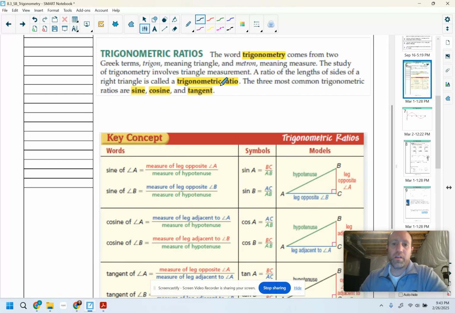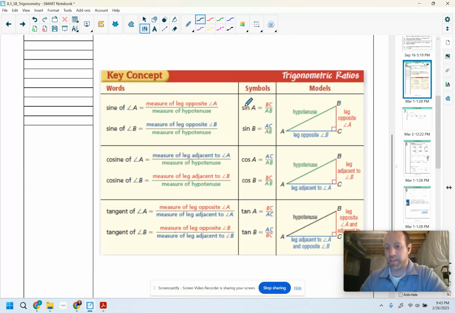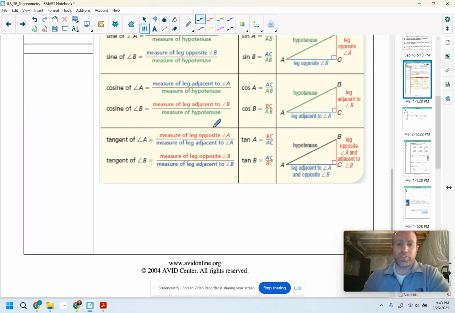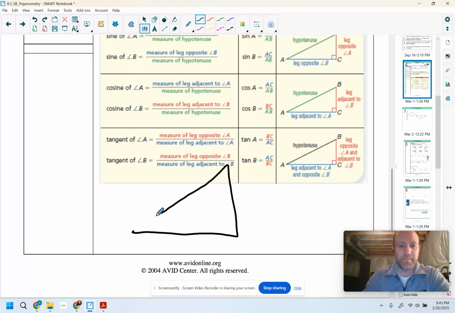And again, ratio. So the three most common are sine, cosine, tangent. Now, if I just kind of draw a triangle here for you, a right triangle, oof, let's try that again. That's better. Now we know that the hypotenuse is opposite the right angle, and the two legs are interchangeable in the Pythagorean theorem. That changes a little bit when you're talking about these angles.